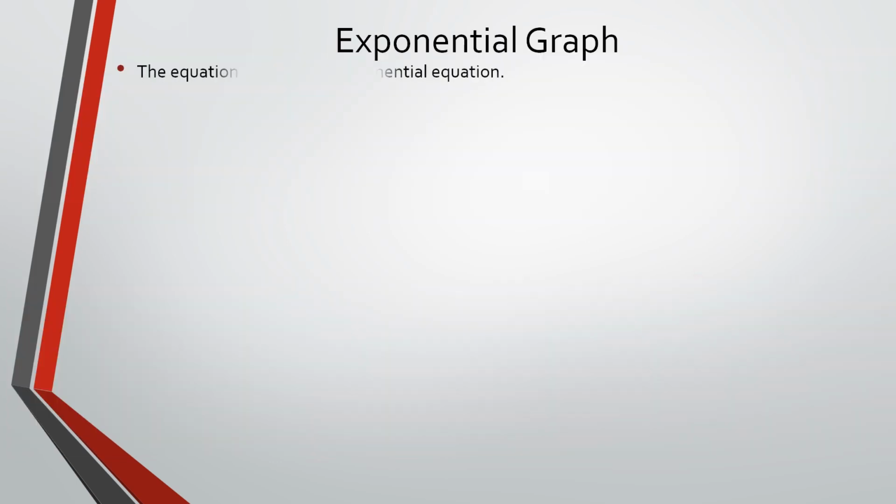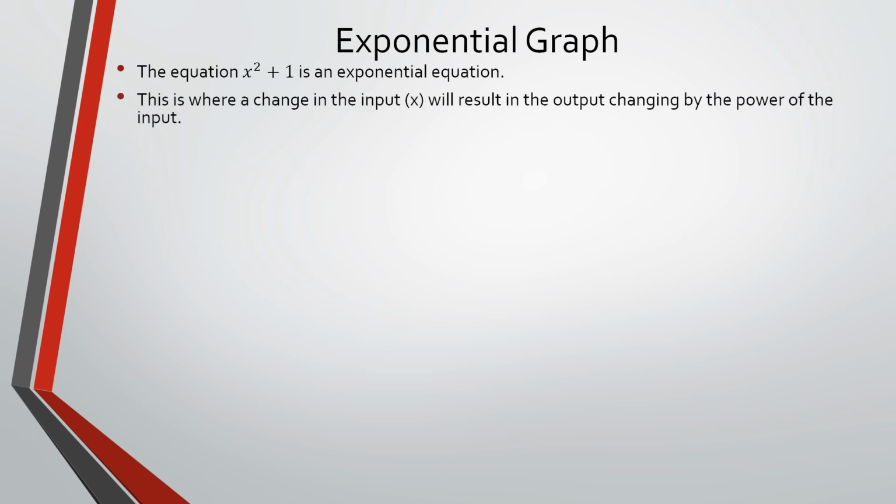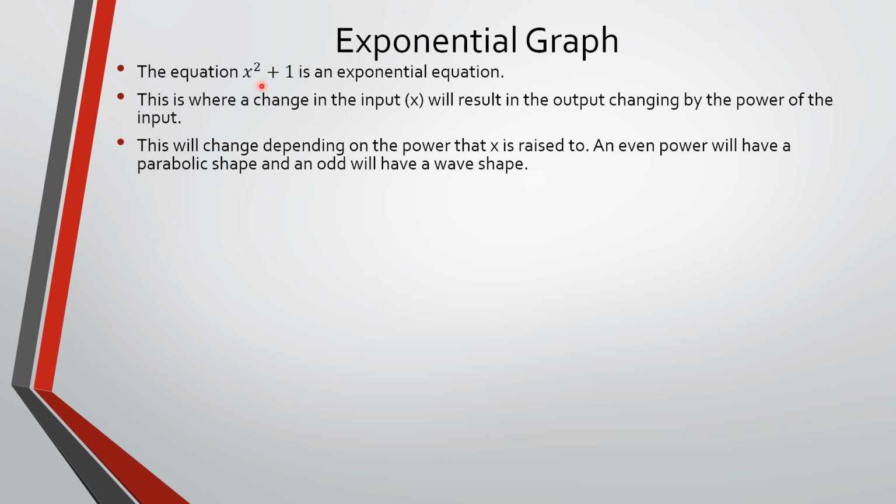Exponential graphing, the equation x to the second plus 1 is the exponential graph. This is where a change in the input x will result in changing the output by the power of the input. So we input a value into x, and it is going to change by the power that the x is being raised to, in this case to the second.